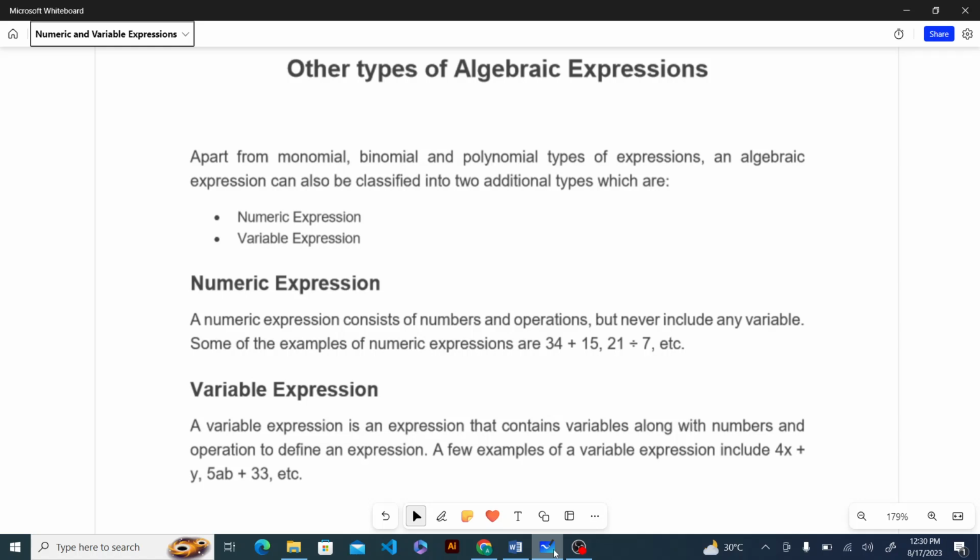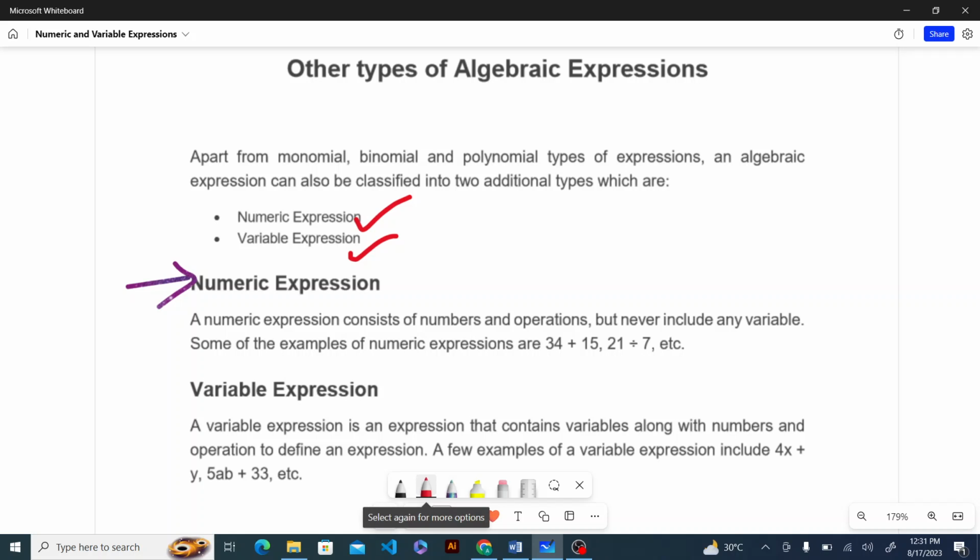So today's topic is other types of algebraic expressions. In previous two videos we did algebraic expressions and then we did the types of algebraic expressions, in which we covered monomial, binomial and polynomial. And today we are going to do the other types, means other than monomial, binomial and polynomial algebraic expressions. So basically there are two more types of algebraic expressions, that are numeric expressions and variable expressions. Okay, so let us see first numeric expressions.